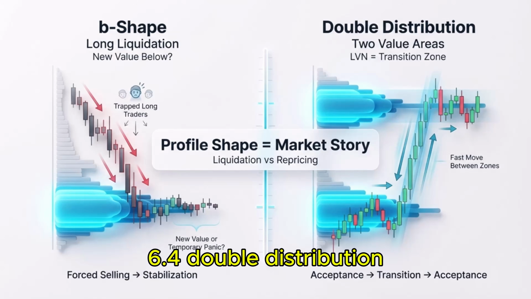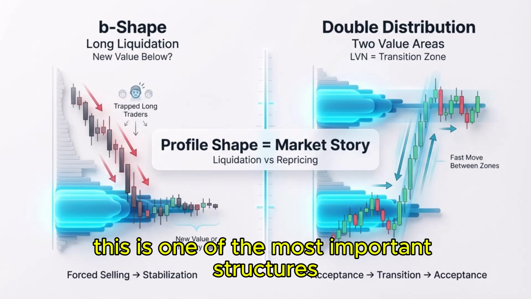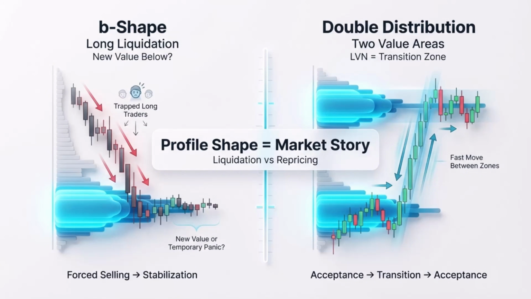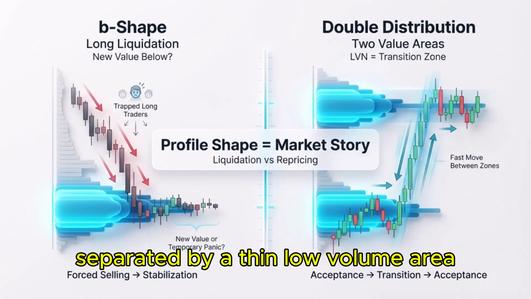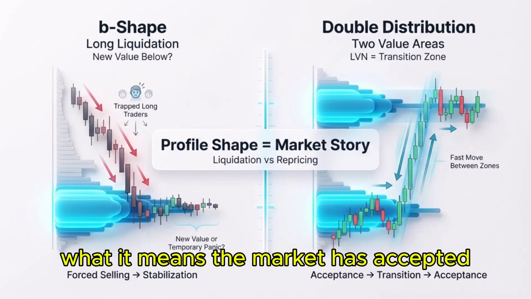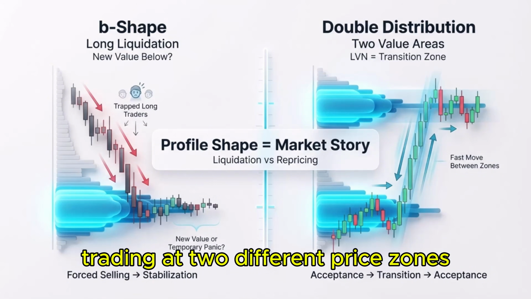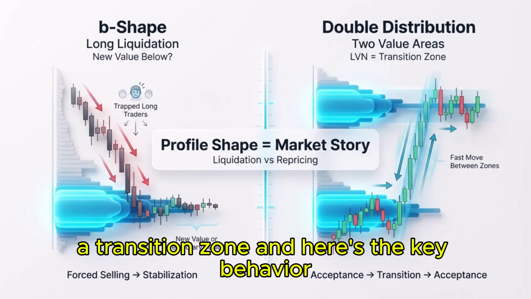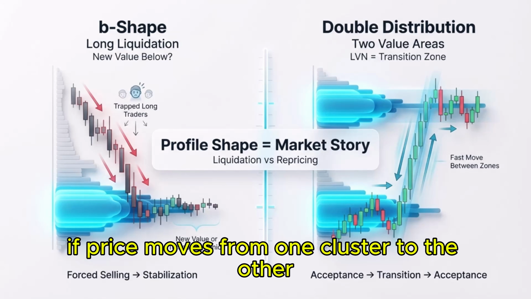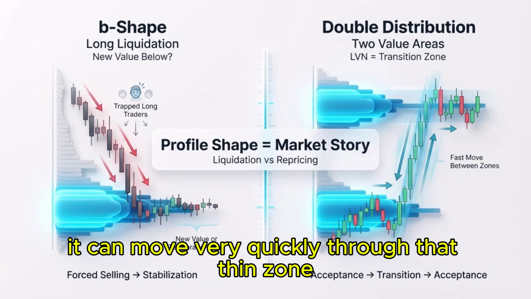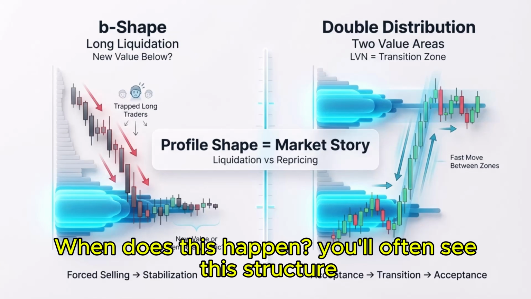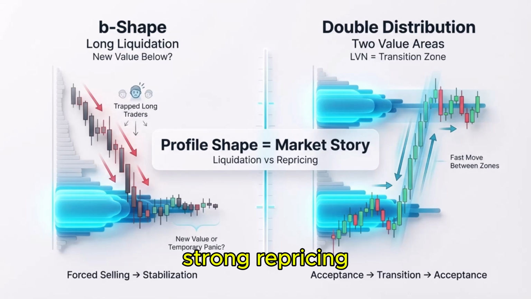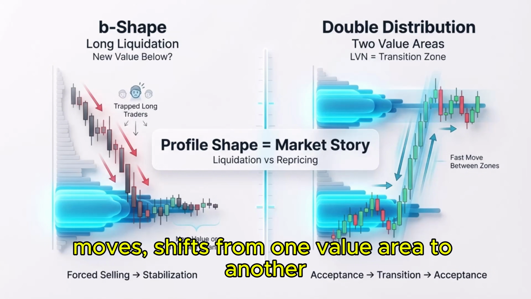6.4 Double distribution. This is one of the most important structures. A double distribution profile shows two distinct volume clusters, separated by a thin, low-volume area. What it means: the market has accepted trading at two different price zones. The area in between is usually an LVN, a transition zone. And here's the key behavior: if price moves from one cluster to the other, it can move very quickly through that thin zone. When does this happen? You'll often see this structure during trend expansion days, strong repricing moves, and shifts from one value area to another.